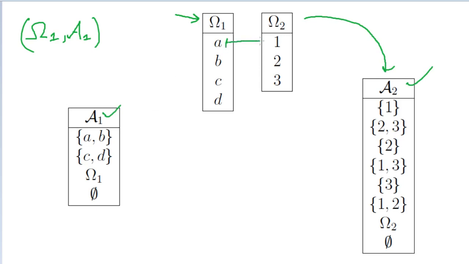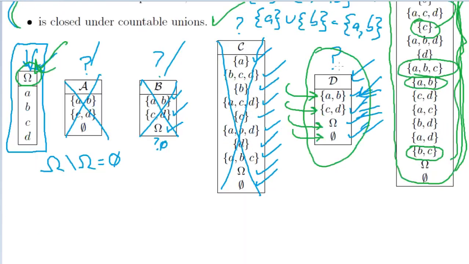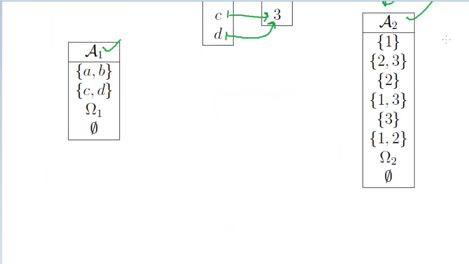Let's say A goes to 1, B goes to 2, C goes to 3, and where does D go? Let's say D goes to 3 as well. Okay, now what do you think? Is that a measurable function? I don't know. Let's find out. So what's the condition that we would have to check? So the pre-image of all A2 in A2, so what does that mean? So the pre-image of all of these here.